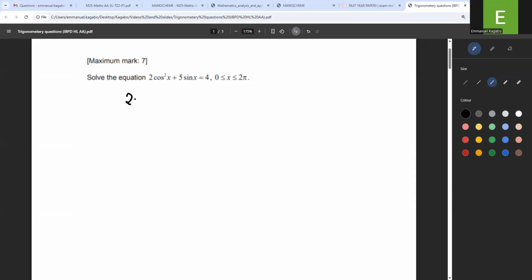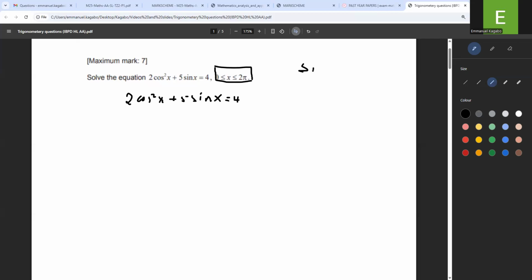It's 2 cos squared x plus 5 sine x equals to 4, right? I hope you're seeing this. This is very important. That's the domain of your equation. So to do the question is very easy.